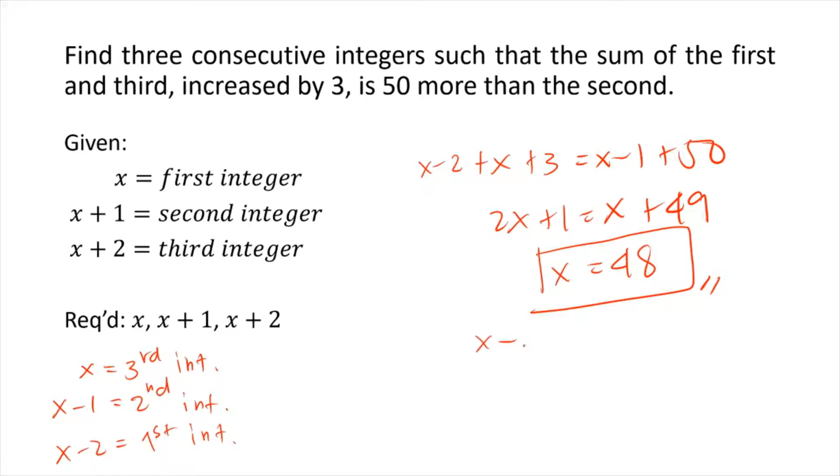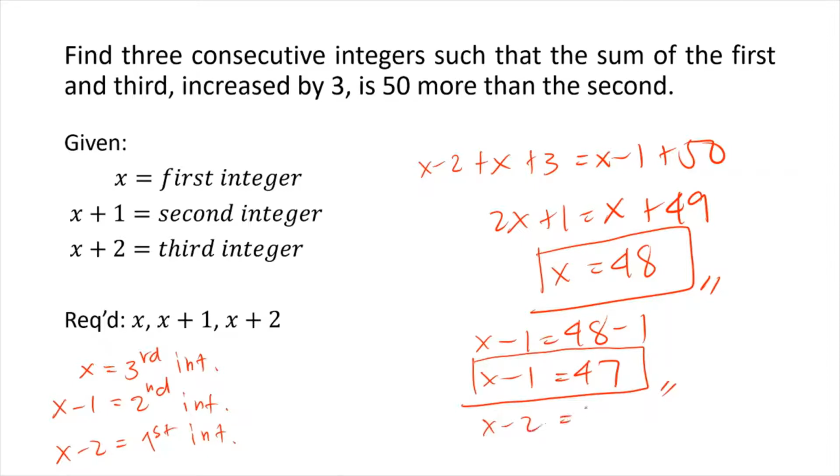Second integer, subtract 1. So x minus 1, or the second integer, is 47. And then lastly, the first integer is x minus 2. So 48 minus 2, therefore it's equivalent to 46.